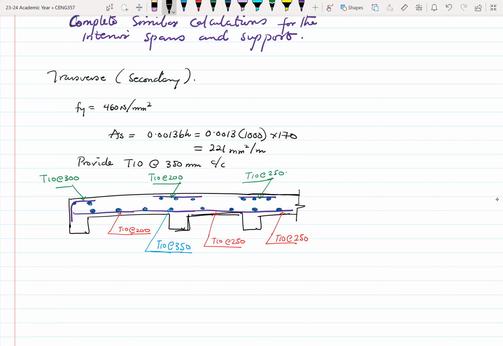So there are two more we need to look at: solid slabs spanning two directions. We look at whether they're simply supported or continuous, and the code has made some provisions for that, so we'll try and look at that as well. All right. Okay. Thank you.